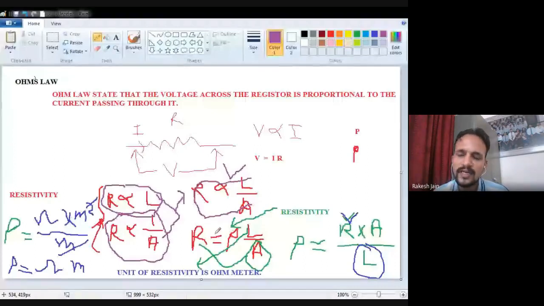We just proved that its unit is ohm meter by putting in the units of all the remaining parameters. Resistance is ohm, area is, let's suppose, in meter square, and the length in meter. So meter cancels with meter square one time. So ohm meter is the unit of resistivity. Now I am going to teach you some numericals related to Ohm's law and resistivity.